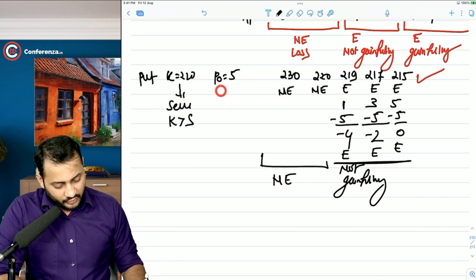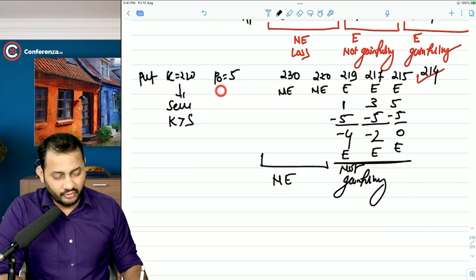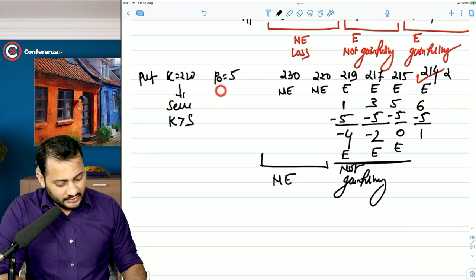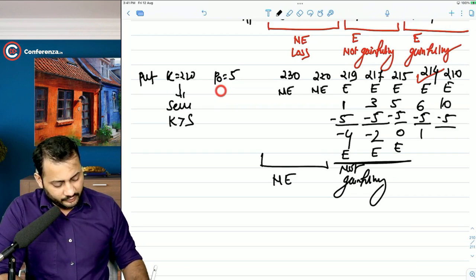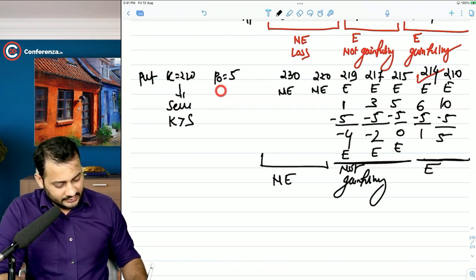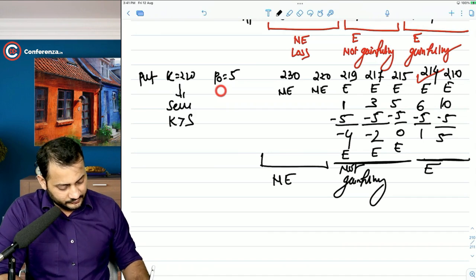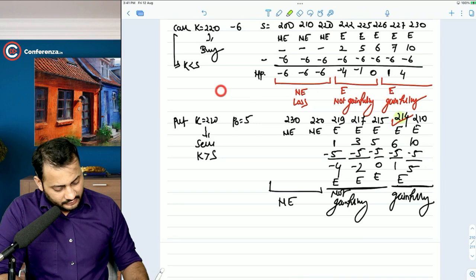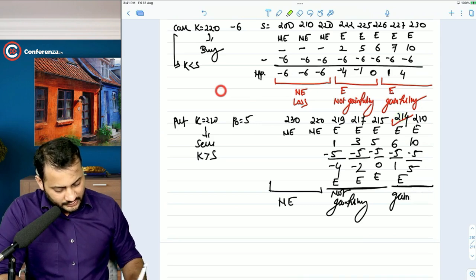Now, after 215, let's say it falls down to 214. So yes, we will exercise, 6 rupees will be the profit, 5 is the loss, 1 rupee will be the profit. Let's say it goes to 210, exercise, 10 rupees of profit, 5 rupees of premium, 5 rupees of profit. Now you can see you are exercising in this phase and that too gainfully. So there are two answers to this question, and gainfully.